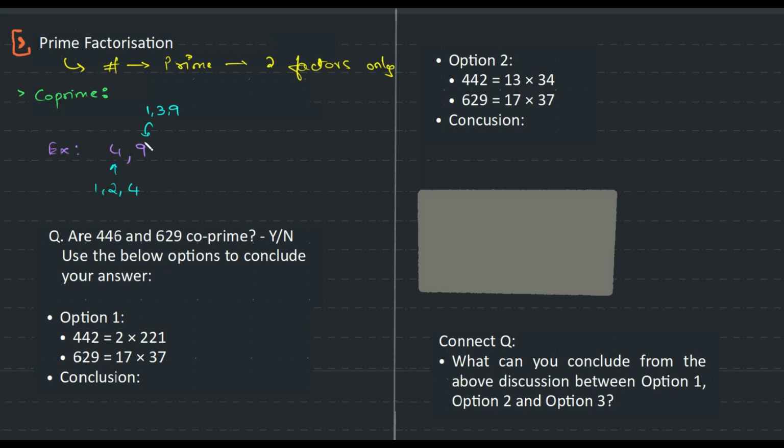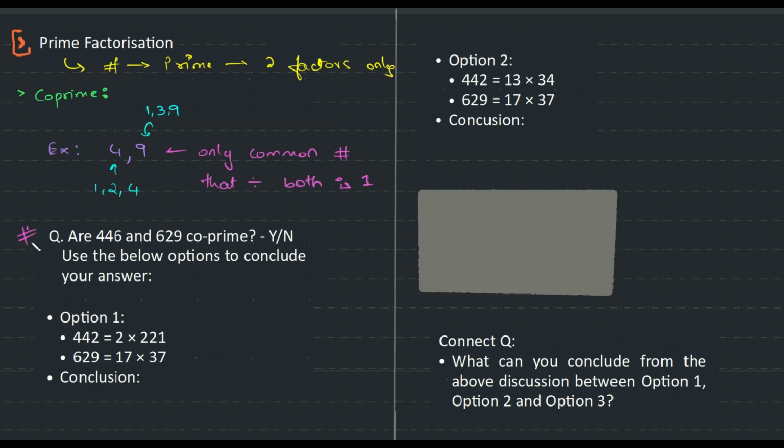Now, why are they co-prime? They're clearly not prime numbers, right? 4 and 9 are not prime numbers, but why are they co-prime? Because the only common number that can divide both the numbers is 1. Other than 1, there's no other common number that can divide 4 and 9. And so they are co-prime numbers.